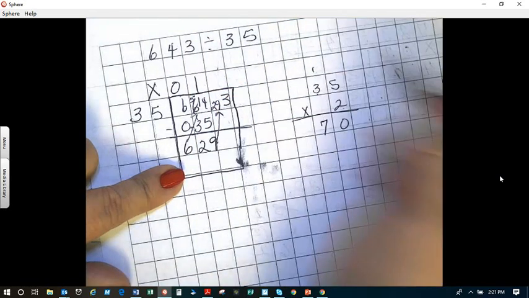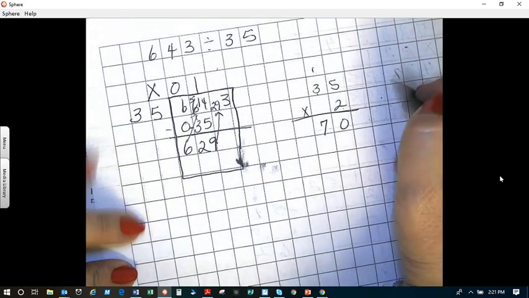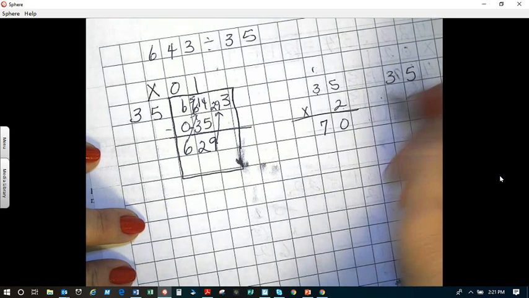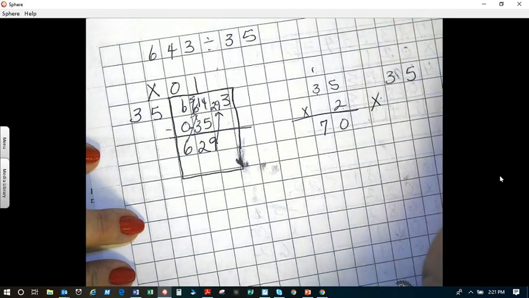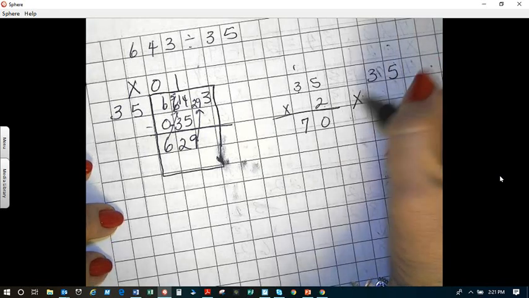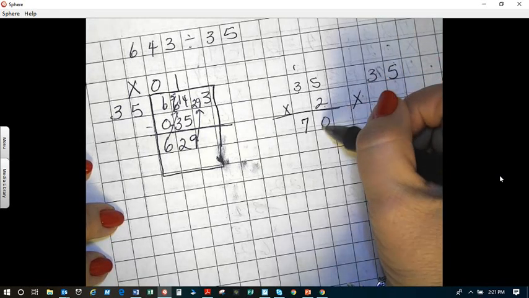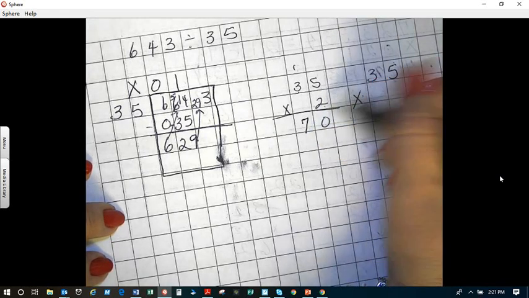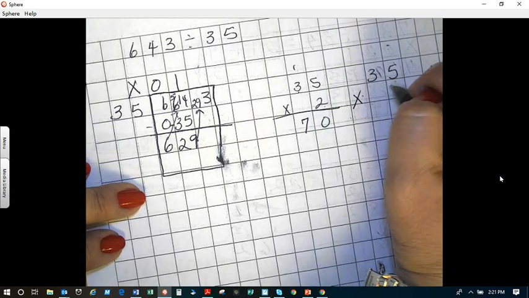So it's 293. Now, how many groups of 35 can go into 293 without going over? Well, let's look at this. If this was 2, if I double that, that would be 140. So I can still keep going. So let's do 8.